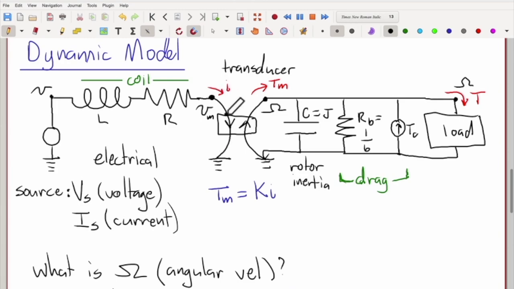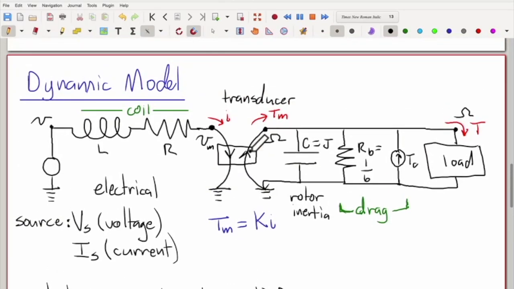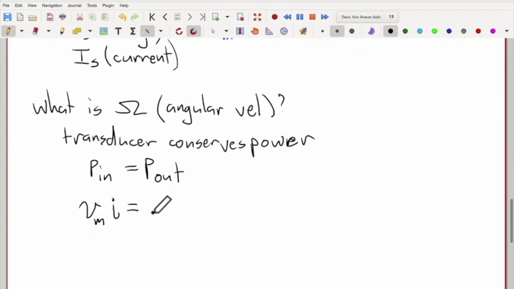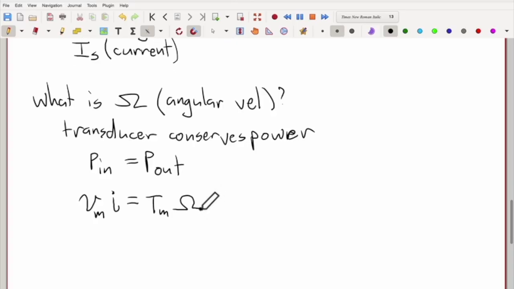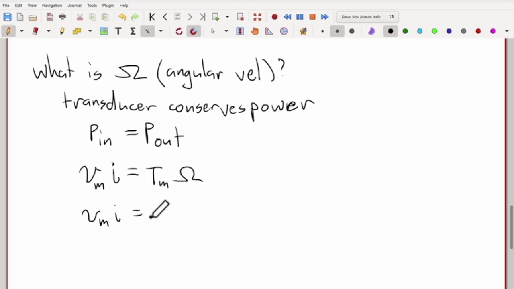The power going into this arrow here is the product of the voltage times the current, that's power in. And this is equal to the power out. And what's the power coming out of here? It's the product of the torque times the angular velocity. So Tm times omega here. Okay. Now, I'm going to write this here again. What is Tm? Well, I'm just going to use the motor constant multiplied times i. That's equal to Tm times omega here.